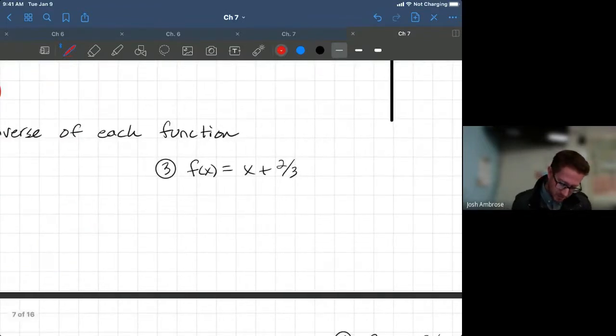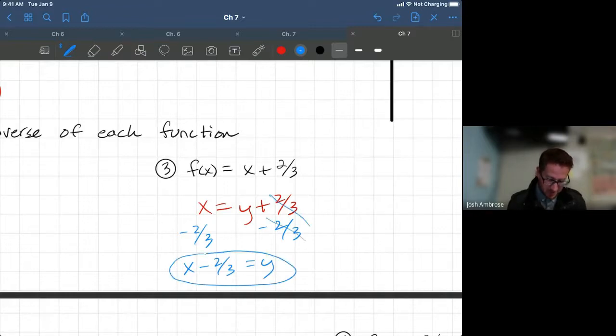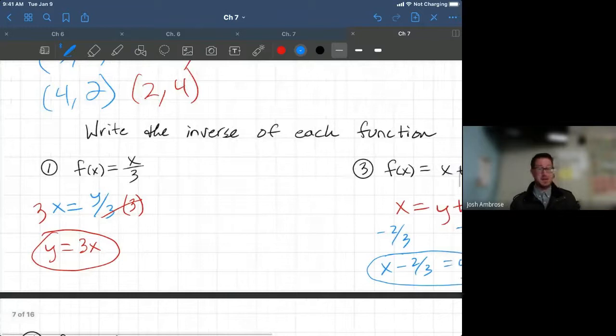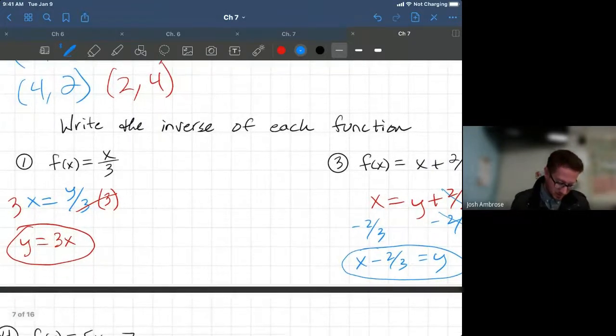That's just good. We like this kind of stuff. Do the same thing. Switch x and y. x equals y plus 2/3. Get rid of that: minus 2/3 on both sides. x minus 2/3 equals y. These guys would have crossed out, isolating the y value. That's what I'm talking about. Easy, straightforward right there.